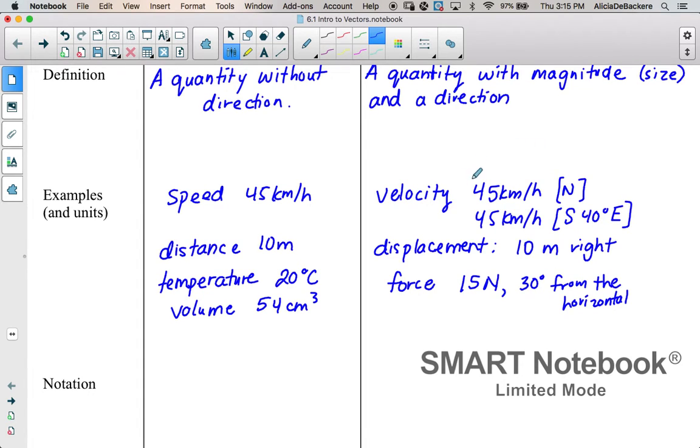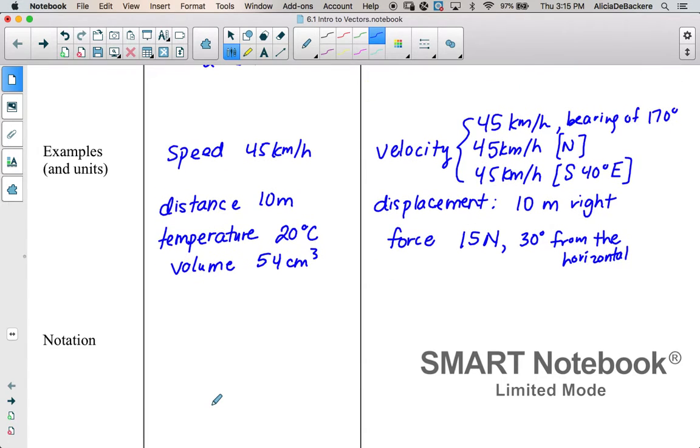Another way, I wanted to go back to velocity, another way is just bearing. And so I could say that the velocity is 45 kilometers per hour with a bearing of 170 degrees or something like that. And we're going to talk about what that means in some of our examples in future lessons. So lots of different ways for me to talk about direction there.